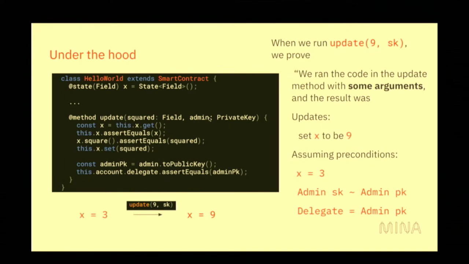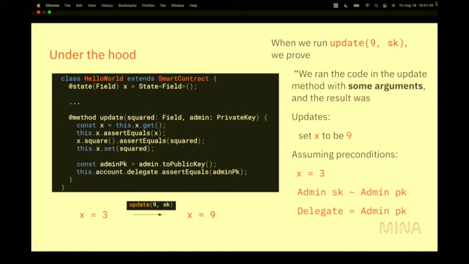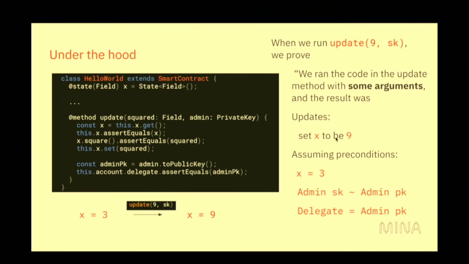And when they do, they won't be revealing their private key. So when we run update 9 with our secret key, what we're proving is that we ran some code in the update method with some arguments, and the right thing happened. We're just proving that we ran some code with some arguments, and the right thing happened. The result is that we'll set x equal to 9, and in order for the zero knowledge proof to work, x has to be equal to 3. Admin secret key has to correspond to admin public key, and then the delegate property on the account has to be equal to admin public key.